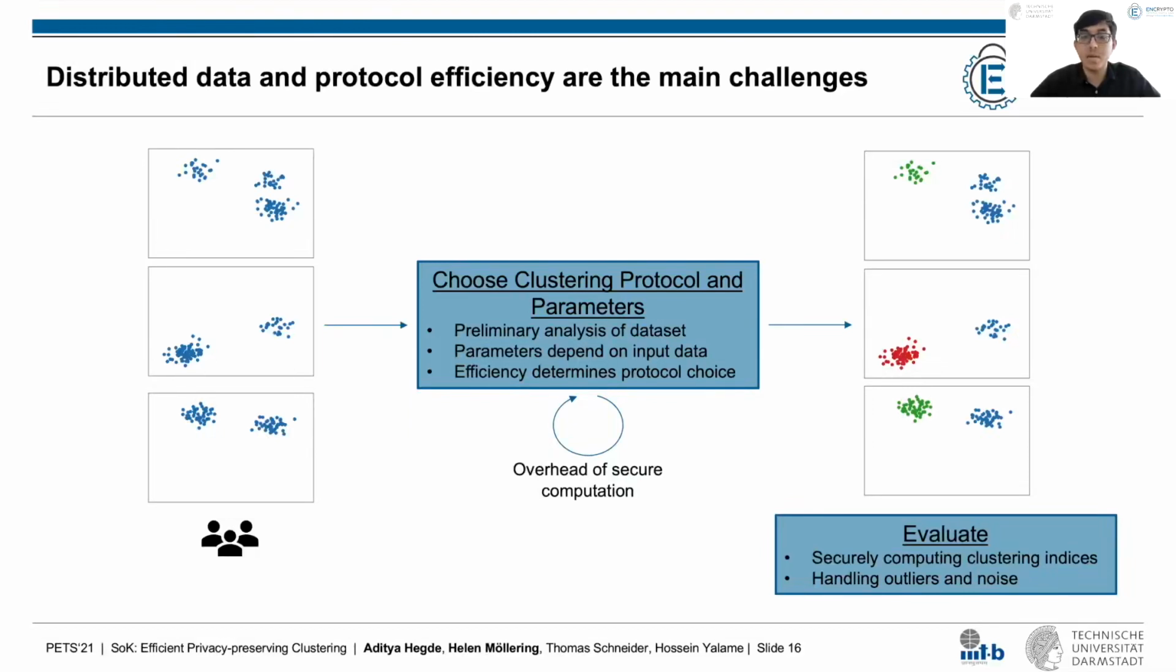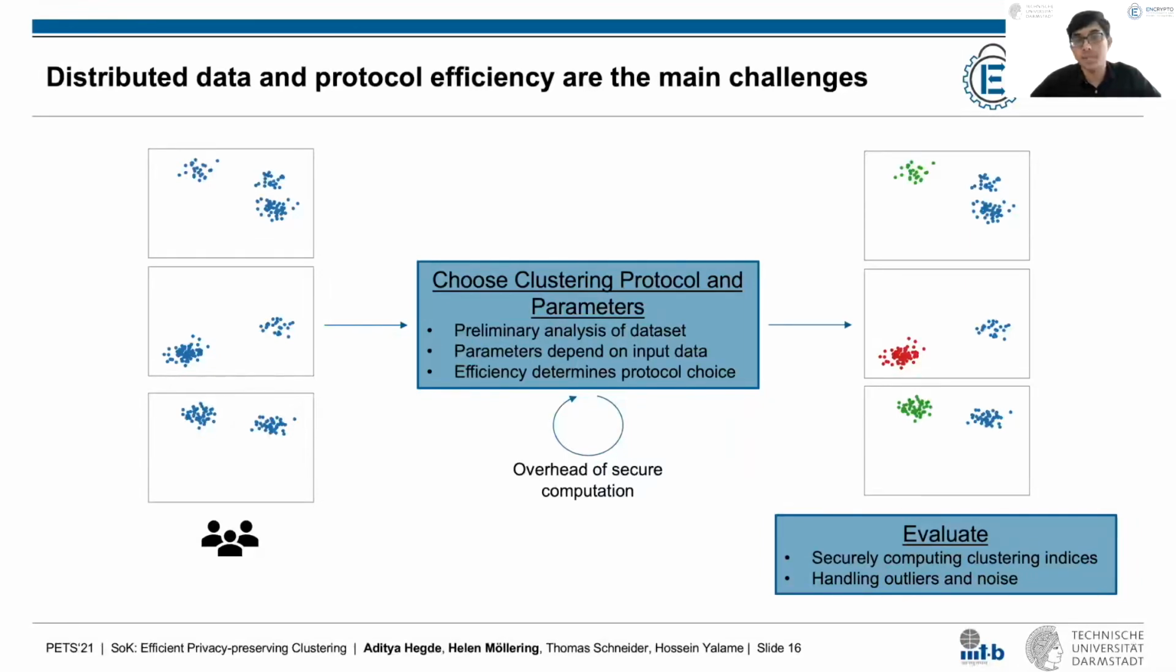If a data owner evaluates only based on their local dataset, then it doesn't give an accurate picture. In this example, the output quality for the local dataset of each data owner seems to be good, but it's clear that the combined dataset has 4 clusters and not 3. So there is a need to securely evaluate the output quality on the combined dataset, and one way to go about this is to securely compute clustering indices.